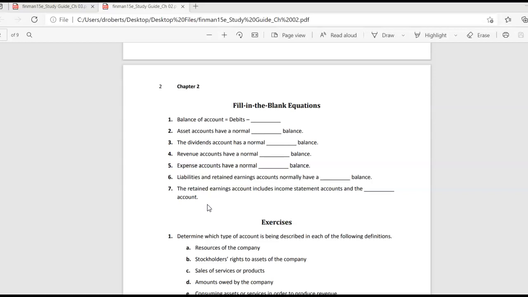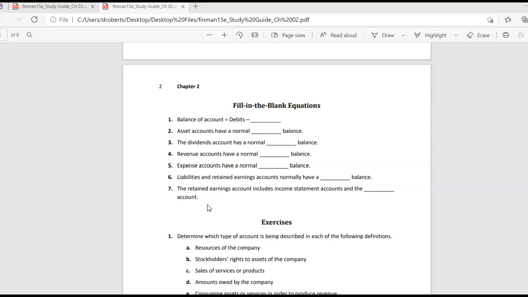Debit balance. Number 4, revenue accounts have a normal blank balance. 2 seconds. They have a normal credit balance. Revenue accounts have a normal credit balance. Number 5, expense accounts have a normal blank balance. 2 seconds. Expense accounts have a normal debit balance. If you got debit balance, you got the right answer.